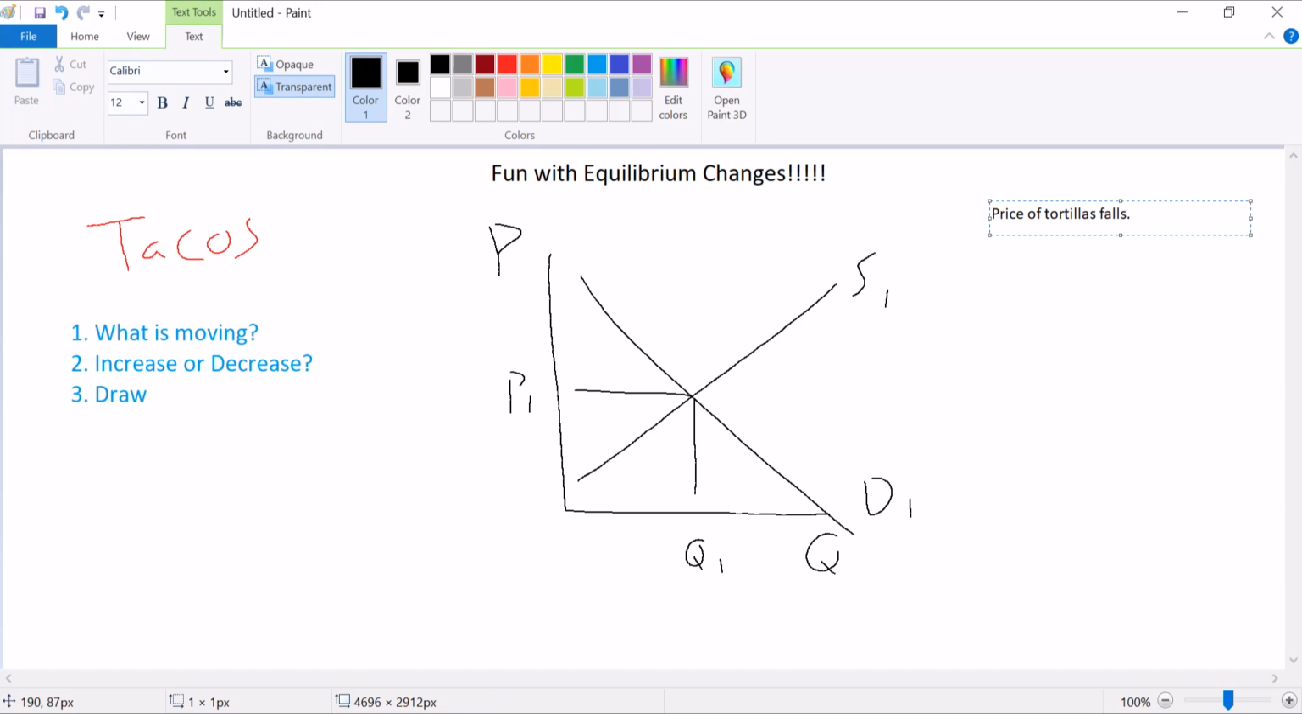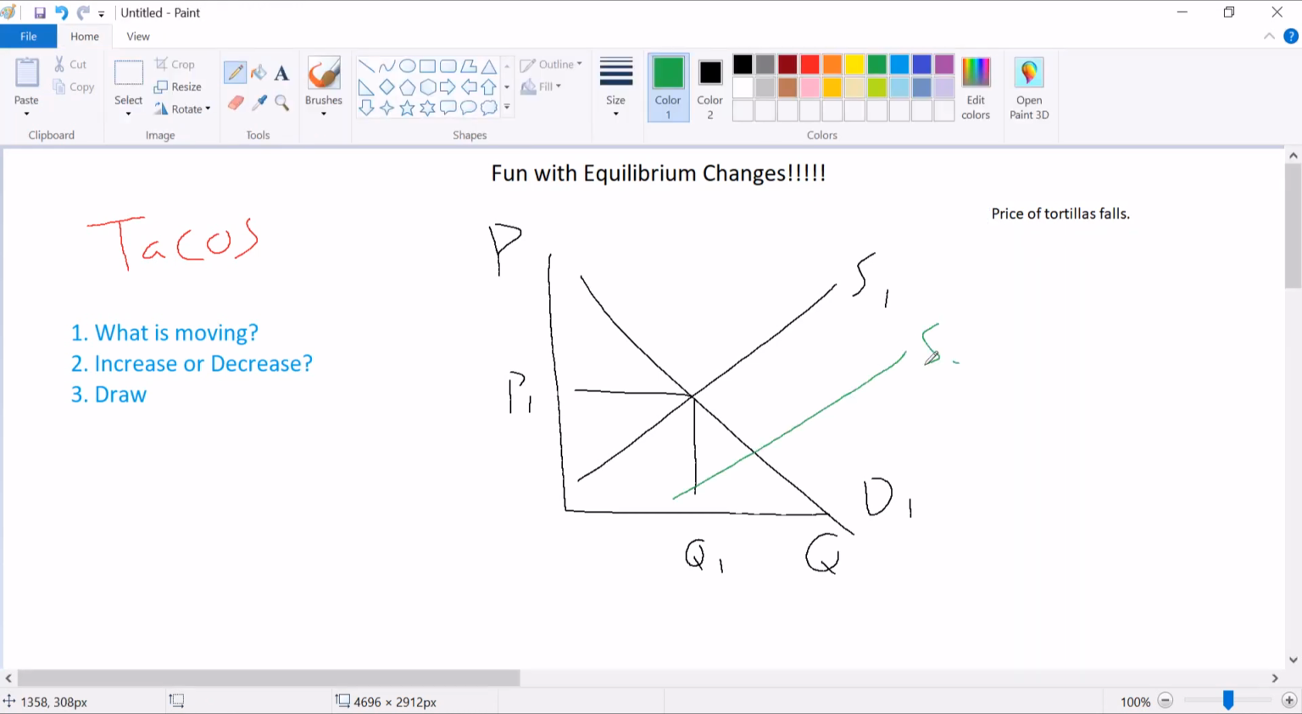First step, what is moving? This is another input cost example. It's going to be the supply moving. Second step, is it increasing or decreasing? Well, our costs just went down, which is good for businesses. It'll enable them to produce more stuff at the same prices. And so this is going to be an example of a supply increase, which shifts to the right. And then we can draw that, and we will show that the quantity increases and the price falls.